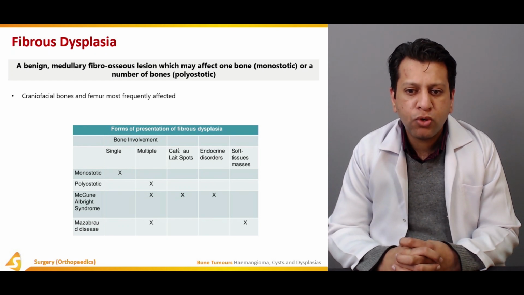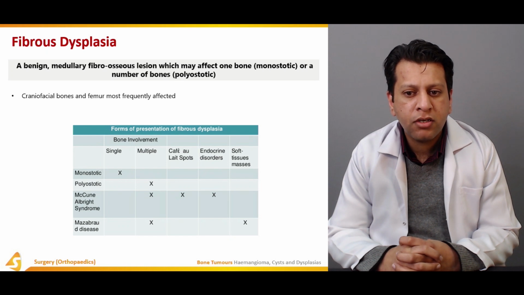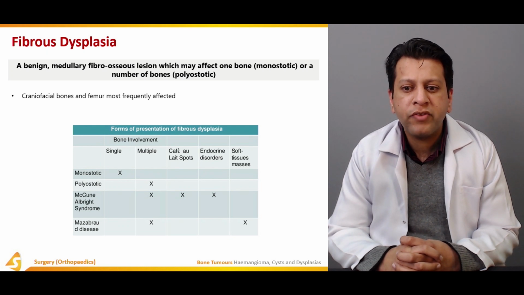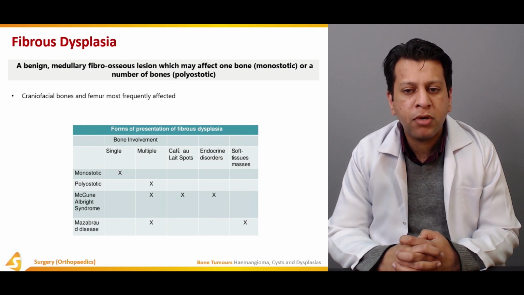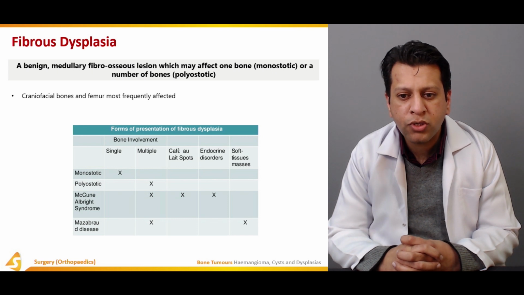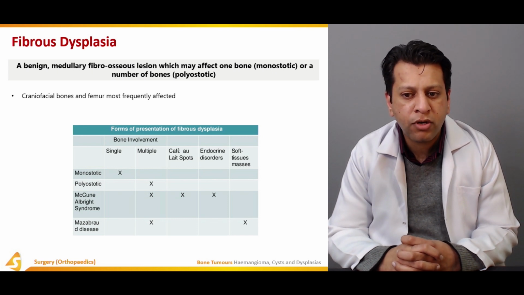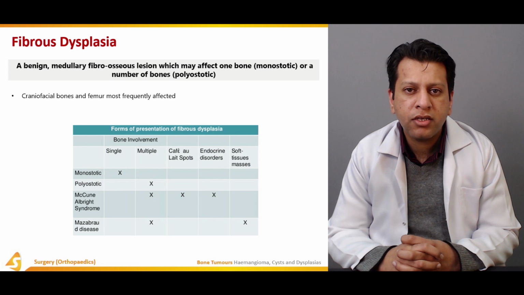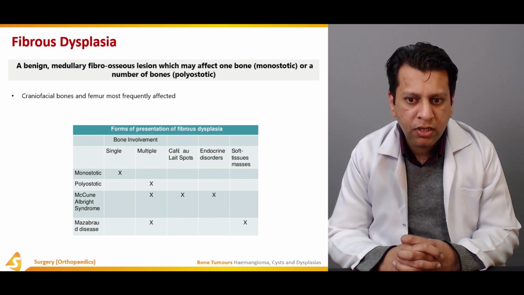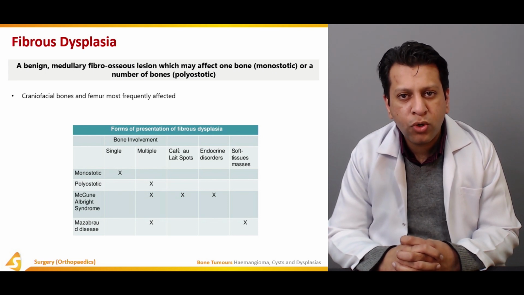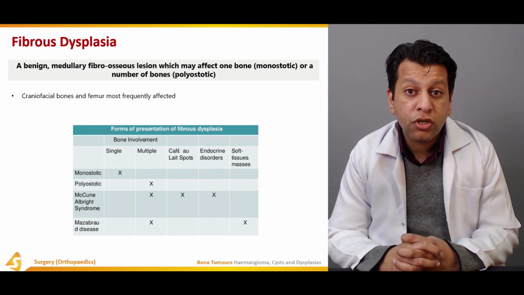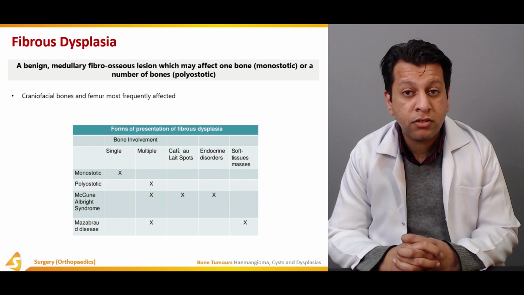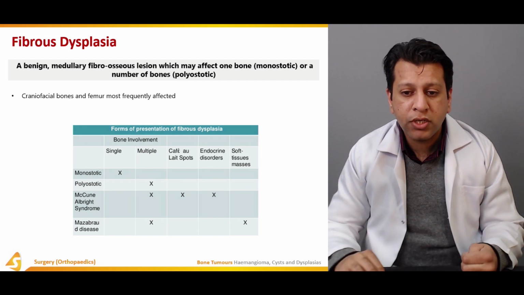If it is monostotic, it will be a single lesion, usually not associated with any other abnormality. In polyostotic, there will be multiple lesions, and if these multiple lesions are associated with cafe au lait spots and endocrine disorders, this is called McCune-Albright syndrome. But if there is polyostotic fibrous dysplasia associated with intramuscular myxomas, then it is called Mazabraud syndrome.